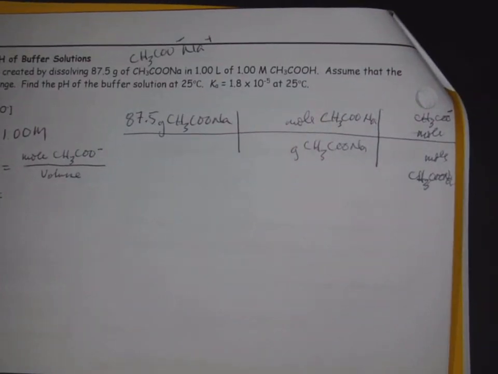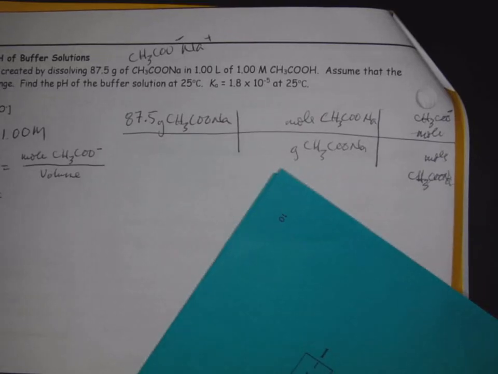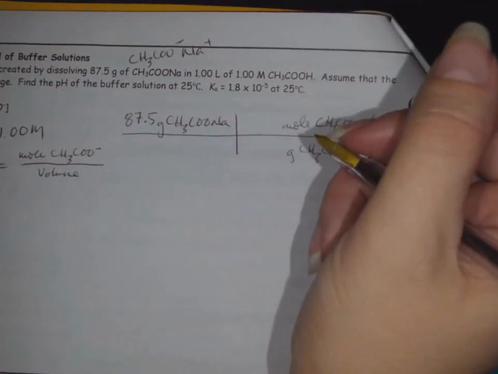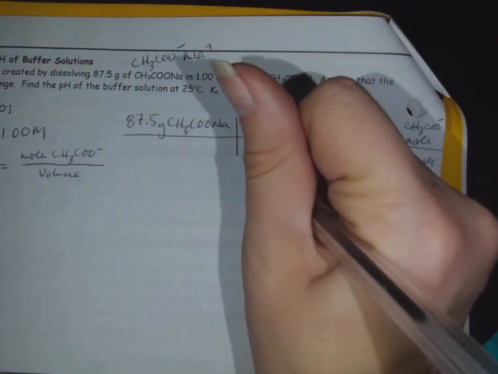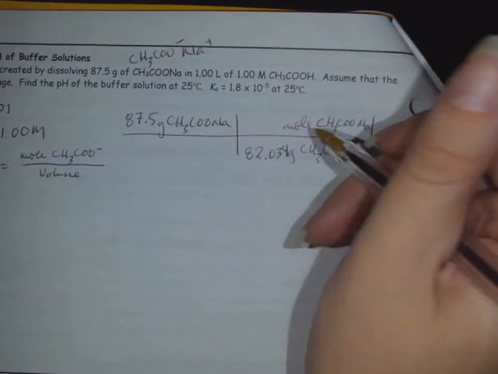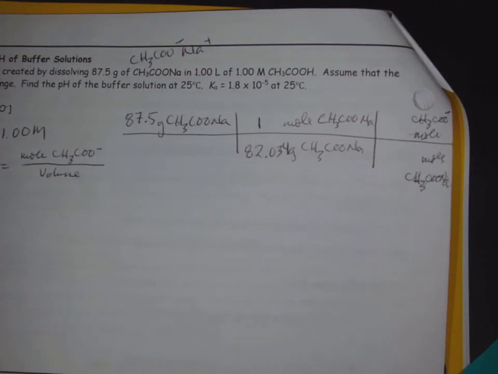All right, calculator. So I have 2 carbons in there, 3 hydrogens, 2 oxygens, so 2 carbons plus 3 hydrogens plus 2 oxygens plus sodium. Okay. There is 82.034 grams per mole.